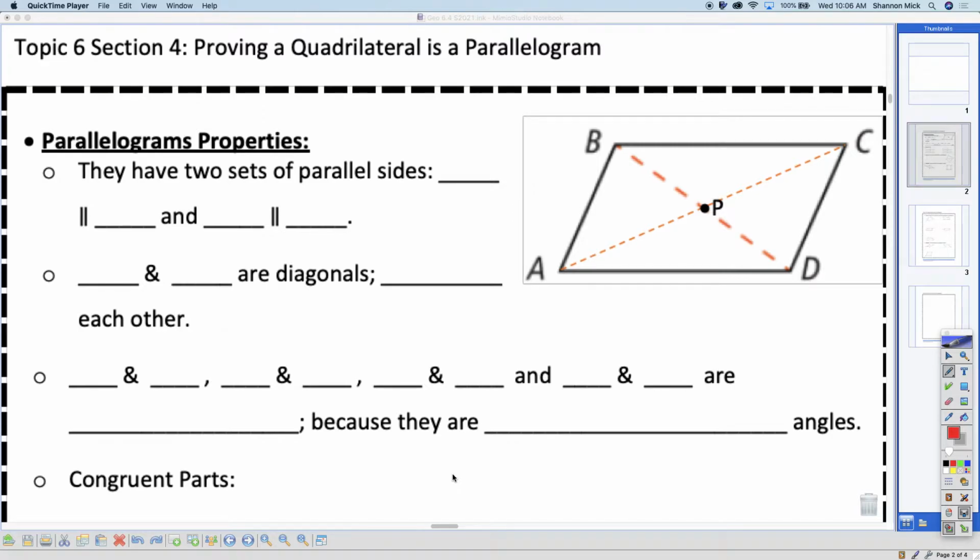So we have a parallelogram. What makes something a parallelogram? Well, first it has to have 2 sets of parallel sides, right? Do you have both bars here? Okay. So AB is parallel to what? AB is parallel to CD.